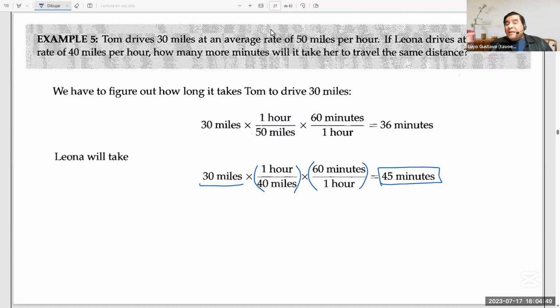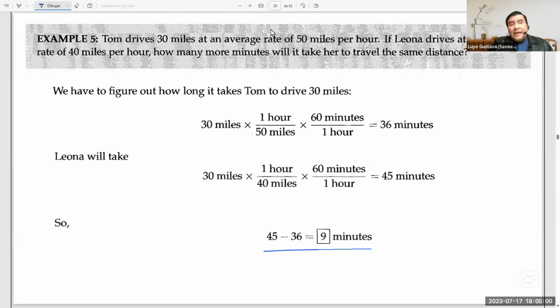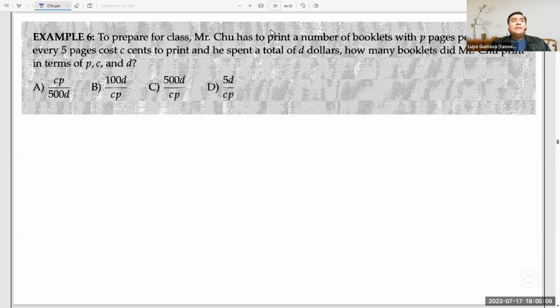Simply said, she's faster, right? She drives faster than Tom. So what's the difference between these two times? Simply 9 minutes. Okay, that's it. Well, let's see another one. Let's move on to example 6.